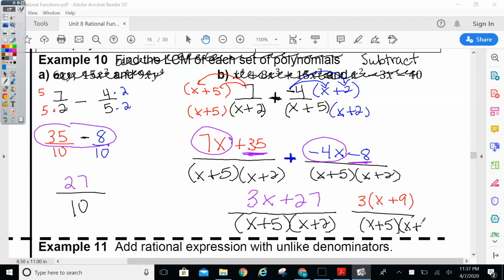But notice that these are not going to cancel out. If this was the same, we would cancel it. We would reduce it. But very, very rarely are these going to reduce further. So you're welcome to leave it either way, this way. Since nothing cancels, you're welcome to leave it like that. Or you can go ahead and factor and leave it this way. It doesn't matter. But if it can reduce, make sure you do reduce it. Okay, so let's just do more that require you to factor to get the least common denominator.